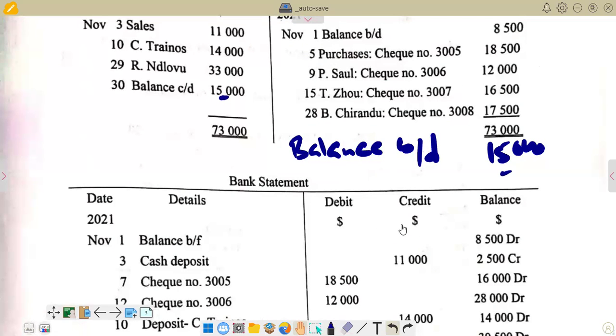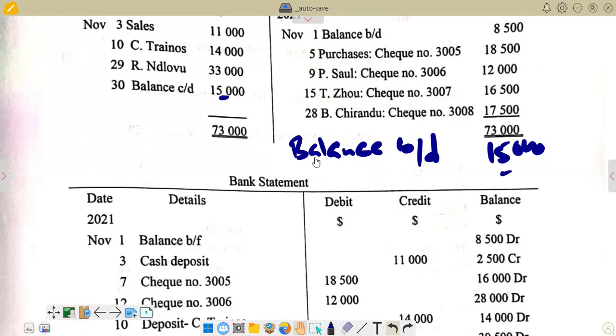And we know that since we are entering the same information in the cash book and the bank statement, the closing balance in the cash book should be the same as the closing balance in the bank statement. So whenever there's a difference in their closing balances, that's when there's need to prepare a bank reconciliation statement, whereby we are reconciling the two balances so that they become the same. So this is what we have.